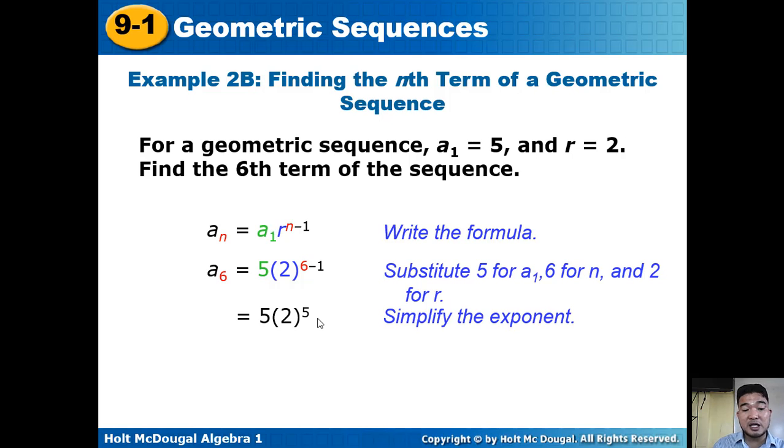And what is 2 raised to 5? 2, 4, 8, 16, 32, times 5 is equal to 160. Meaning, the sixth term of this geometric sequence is equal to 160.